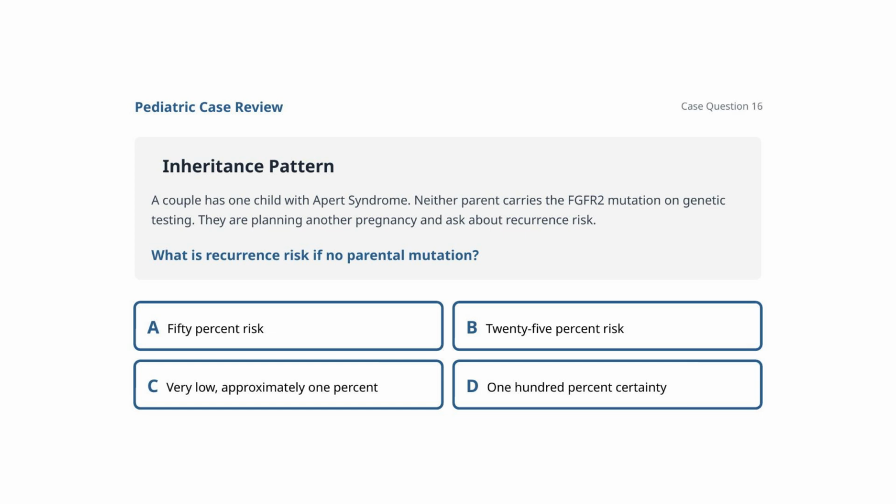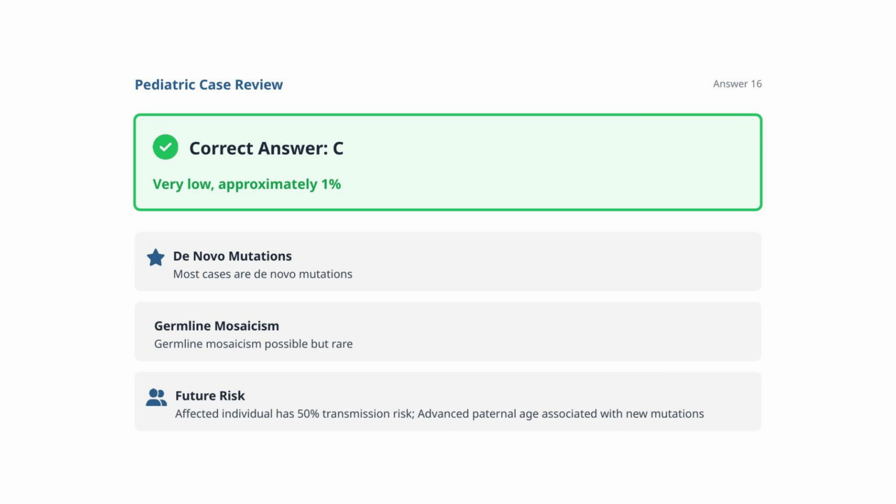Option A, 50% risk. Option B, 25% risk. Option C, very low, approximately 1%. Option D, 100% certainty. The correct answer is C, very low, approximately 1%.